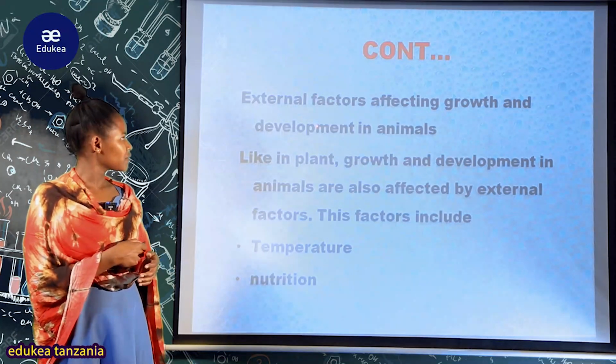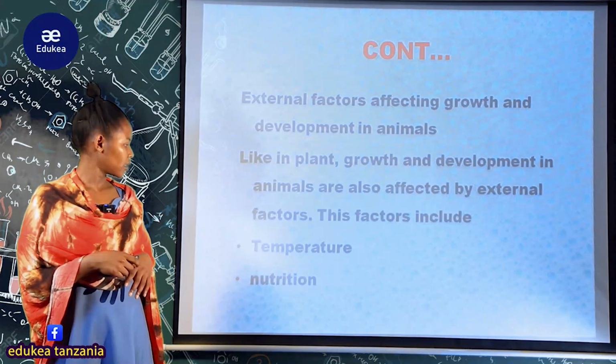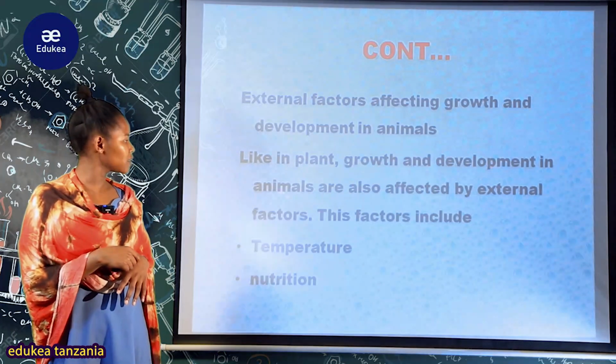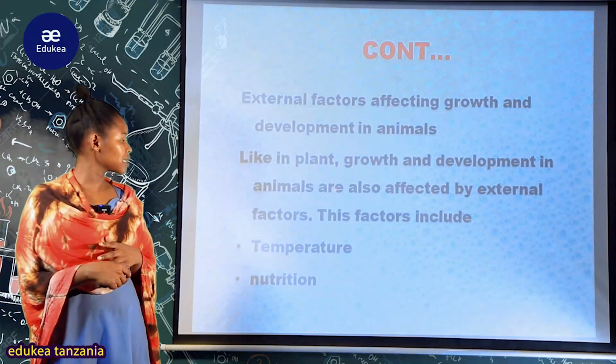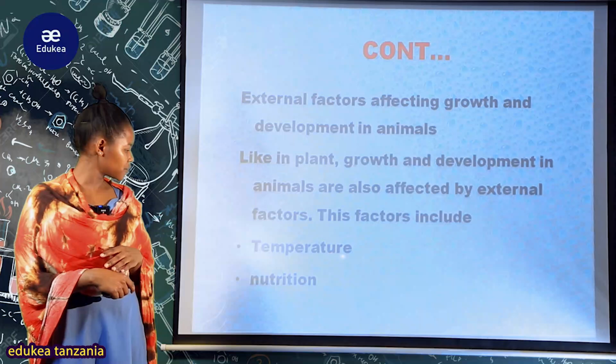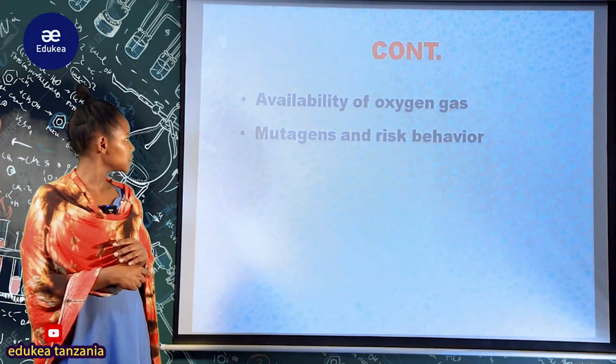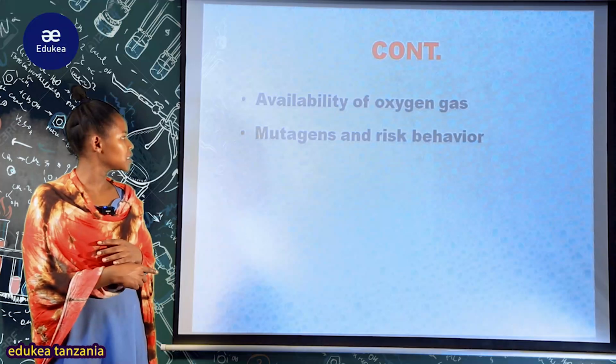Starting with external factors affecting growth and development in animals. Like in plants, growth and development in animals are also affected by external factors. These are such as, first, temperature, nutrition, availability of oxygen, as well as mutagens and risky behavior.